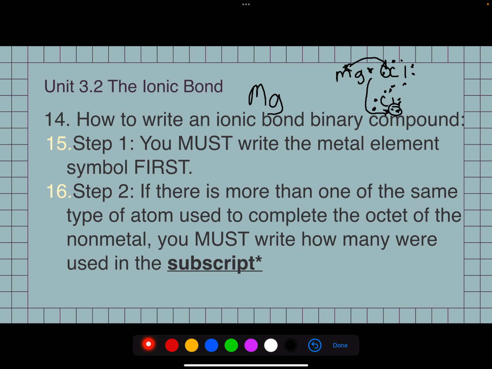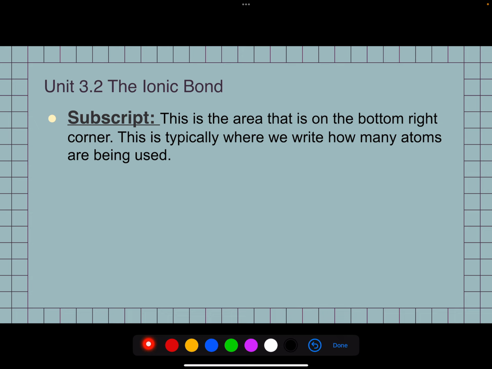Step 2, if there is more than one of the same type of atom used to complete the octet of the nonmetal, you must write how many were used in the subscript. That means if we have more than one magnesium atom, we would write how many we use in the subscript. If superscript is above, subscript, like a submarine, would be below. This is the area on the bottom right corner, typically where we write how many atoms are being used.